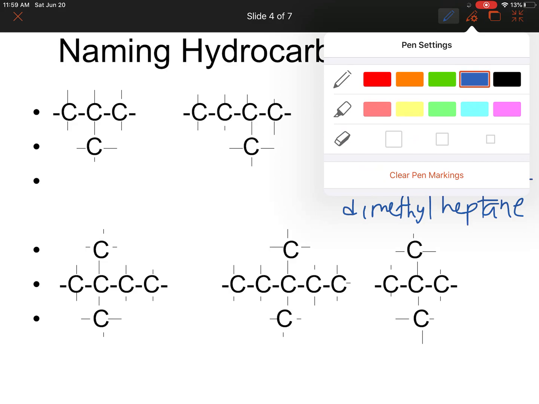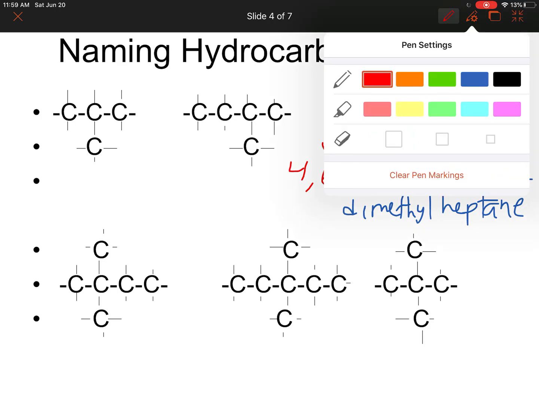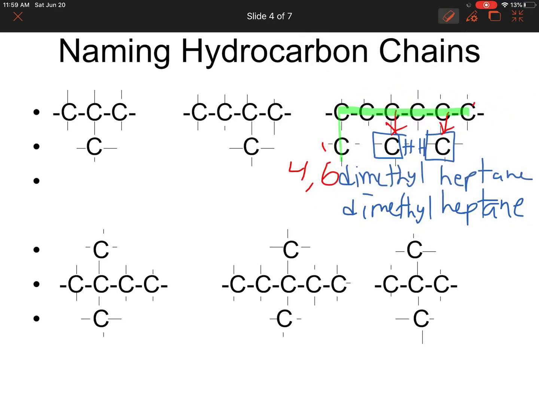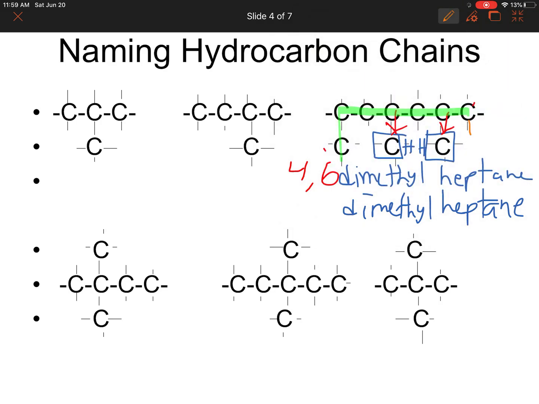So we're going to number the chain. Here we are, left to right. 1, 2, 3, 4, 5, 6, 7. So where's it hanging off of? Well, it's off the number 4, comma, where else? Number 6. So 4, comma, 6 this way. Now we have to erase that, guys. We cannot use the same numbers again. So now we've got to count the other way. Here we go. 1, 2, 3, 4, 5, 6, 7.